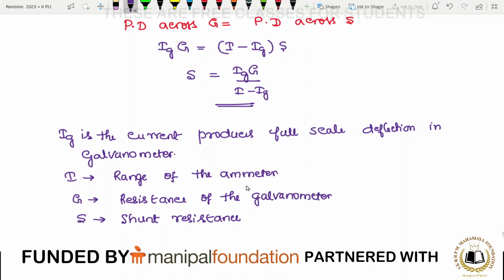Ig is the current that produces full scale deflection in the galvanometer. I is the range of the ammeter. G is the resistance of the galvanometer. And S is the shunt resistance.